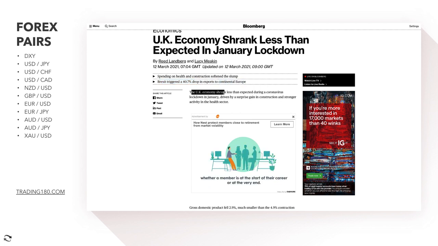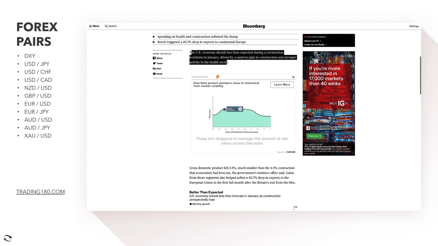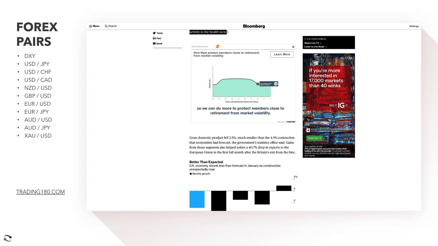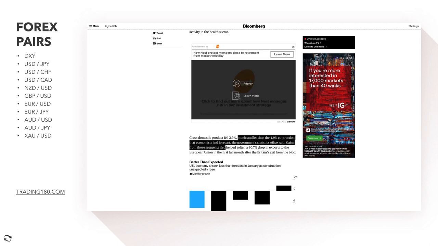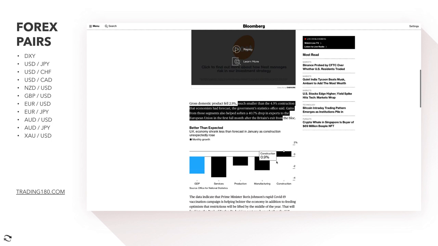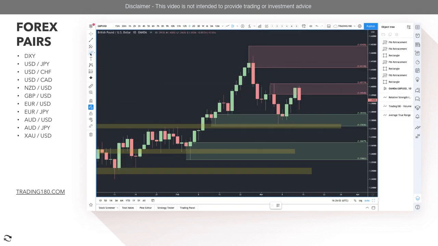So the UK economy shrank less than expected during coronavirus lockdown in January, driven by a surprise gain in construction and stronger activity in the sector. Gross domestic product fell 2.9%, which is much smaller than the 4.9% contraction that economists had forecast. The government statistics office said gains from those segments also helped soften the 40.7% drop in exports to the European Union in the first month after Britain's exit from the bloc. So better than expected GDP, which is always going to be positive for the UK.